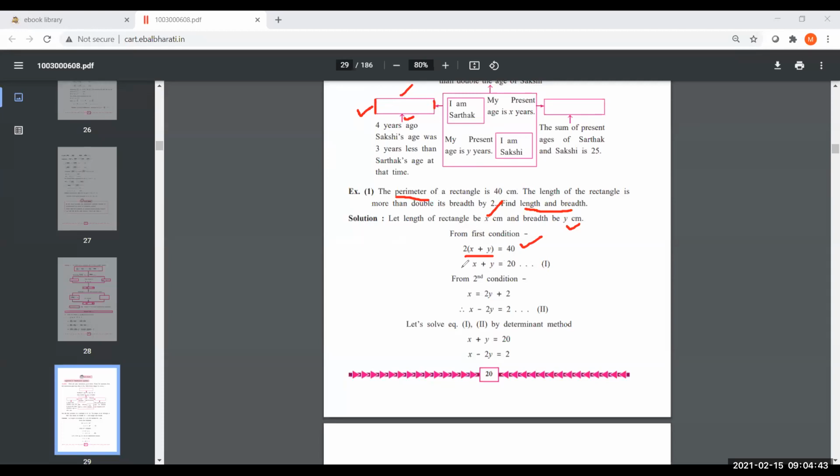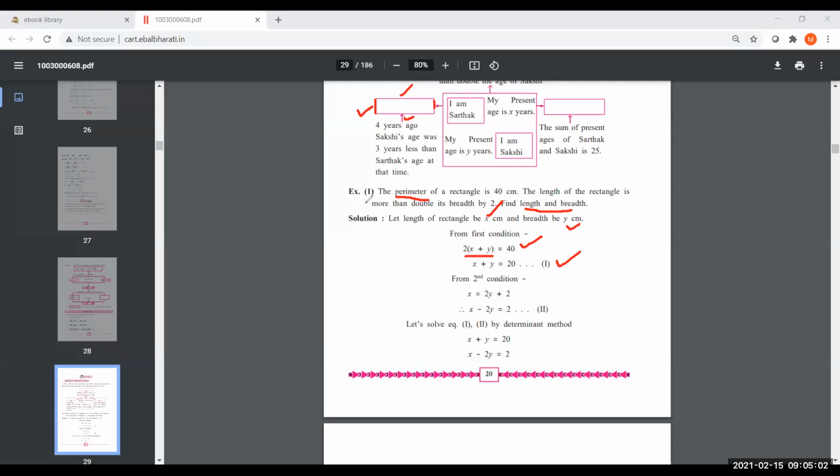But if you look properly, this 40 is divisible by 2. So we simply simplify this, and we get x plus y is equal to 20. So your first equation is completed. That is, we have got the first linear equation. Now next, what does it say? The length of a rectangle is more. What does it say? More.